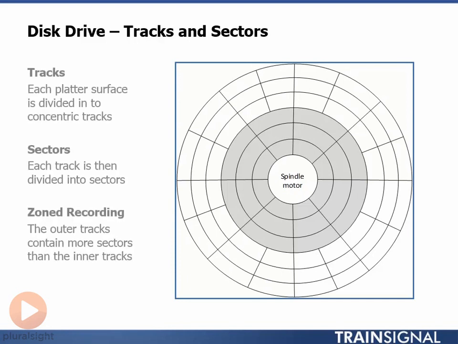So let's do a quick recap. Each platter surface, and we record to top and bottom platter surfaces, is divided into concentric tracks. Each track is then further subdivided into sectors. These sectors are usually 512 bytes in size, although some disk drives and some storage arrays do format their sectors into 520 byte sectors. The surface of each platter is then divided into zones. In our example, the tracks in the outer zone contain twice as many sectors as the tracks in the inner zone.